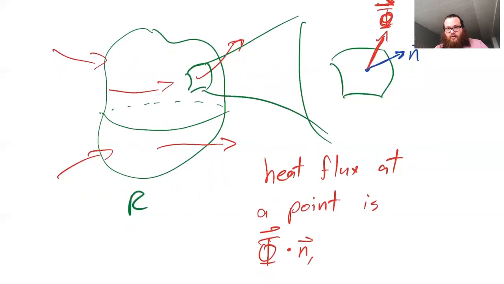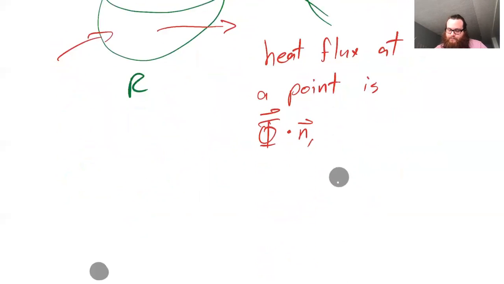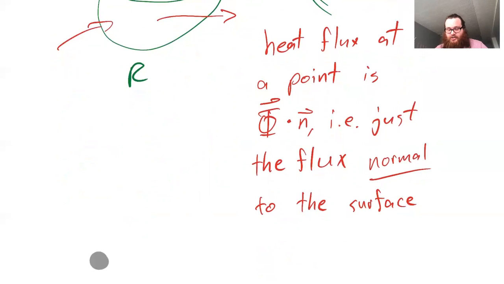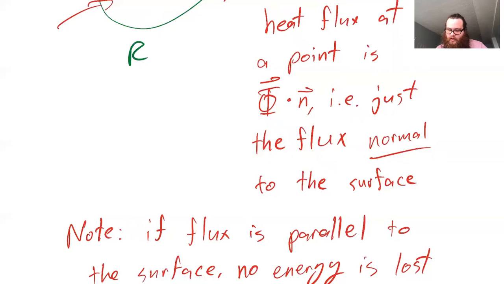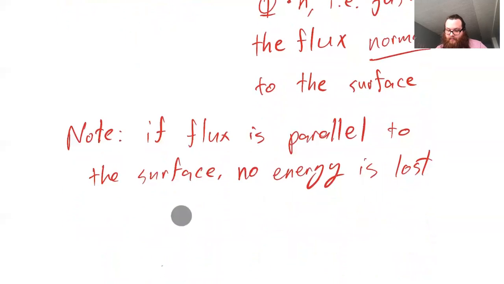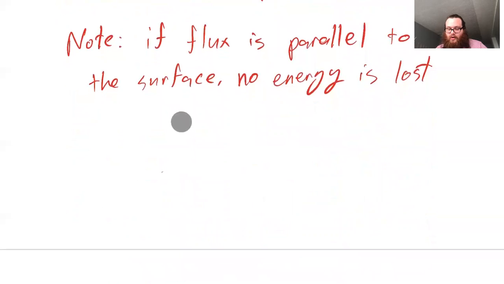Right, so what's a scalar that's quantifying how much flux there is at that point? Well, that's phi dot n, right? We have these two vectors, and it's just the component of the flux that's normal to the surface. One point I was getting at was, if the flux is parallel or tangential to the surface, then we're actually not losing any energy, because the energy is just getting shifted around in the surface.